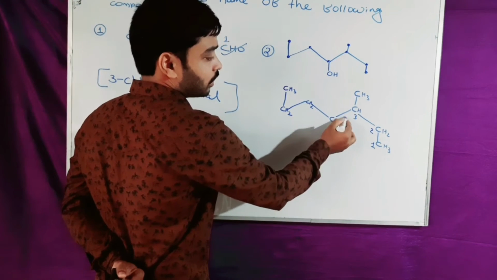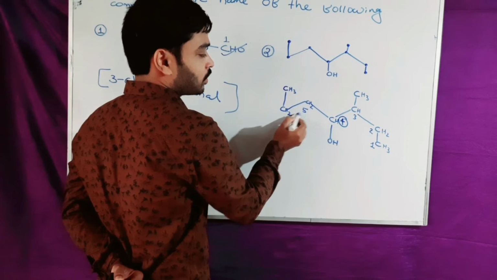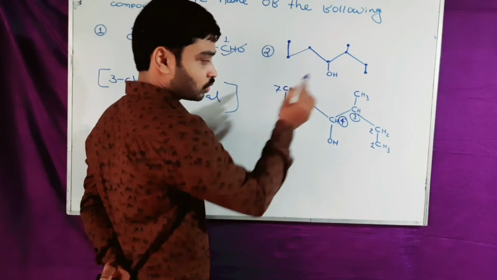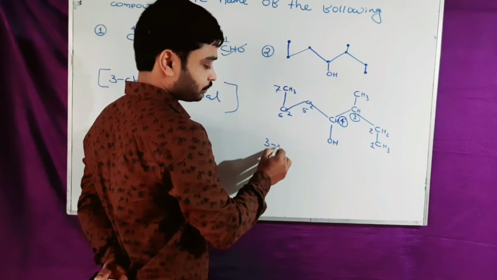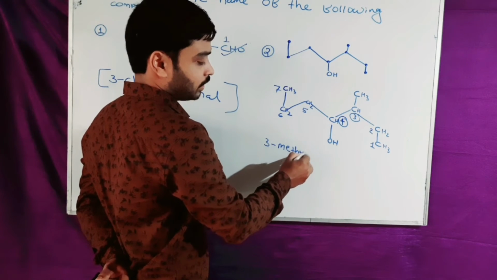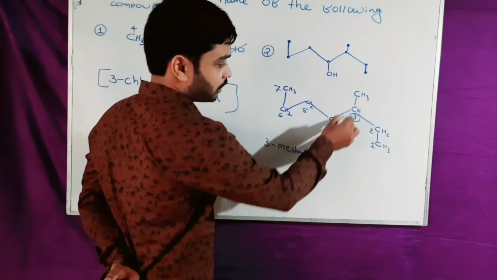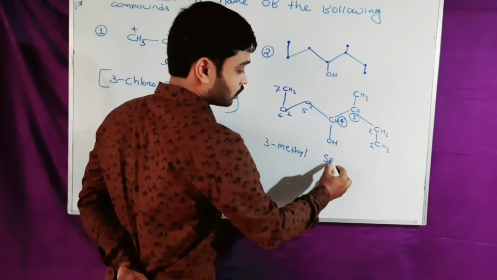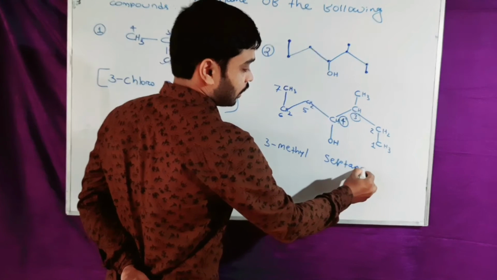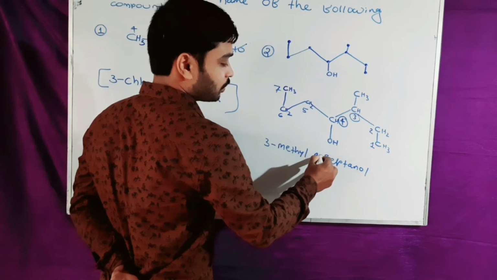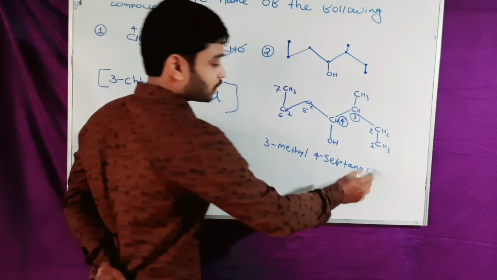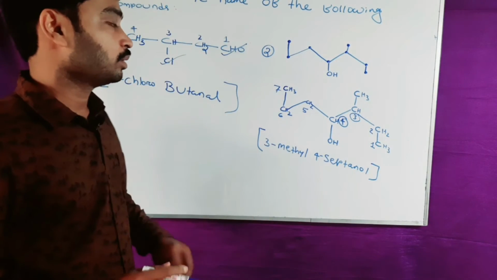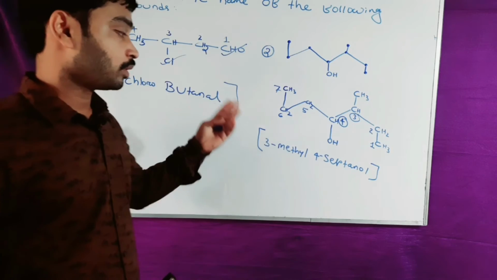The fourth carbon contains the substituent group, and the fifth, sixth and seventh carbons are part of the longest chain. The 3 and 4 are the locants, so the name will be 3-methyl, and due to the presence of 7 carbons, the name is heptanol. The fourth carbon contains the alcohol functional group, that's why the name will be 4-heptanol, and the name will be 3-methyl 4-heptanol. It is the complete name for the structure.